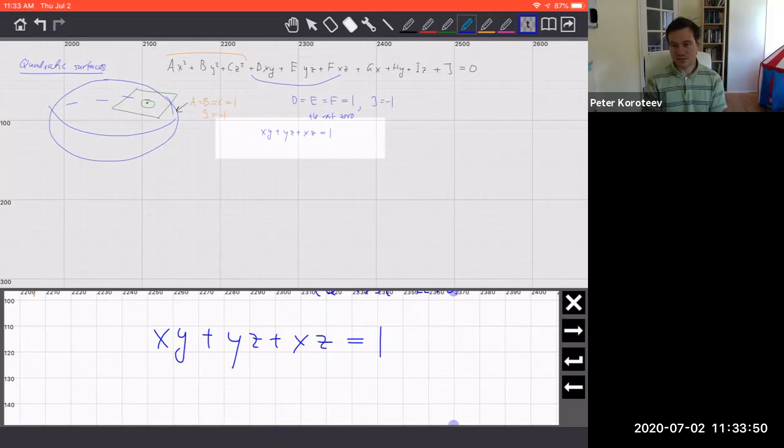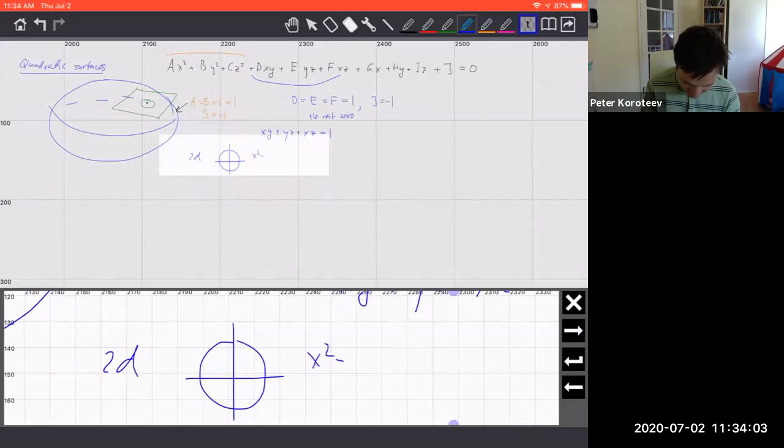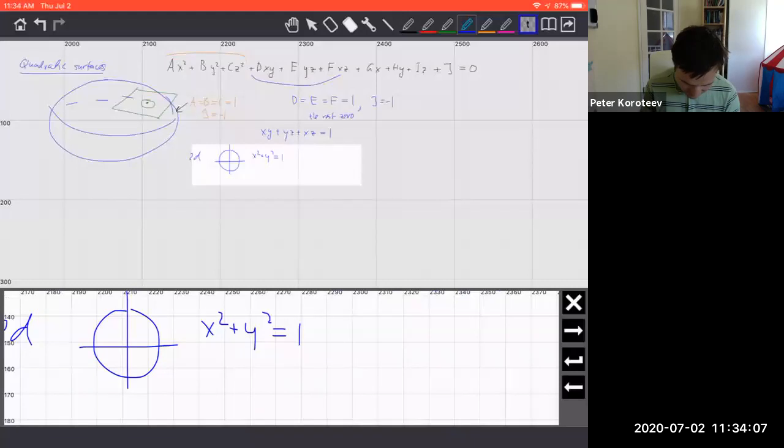If you are puzzled by this, try to answer the same question in 2 dimensions. So in 2D, the circle is given by the equation x squared plus y squared equals 1. But what if I say it's xy equals 1? It will be some hyperbola, right?